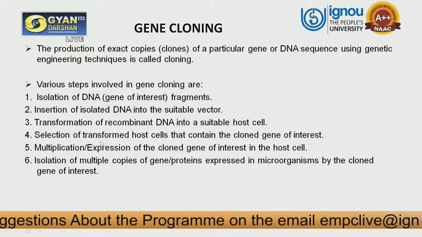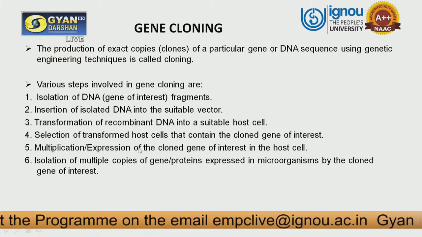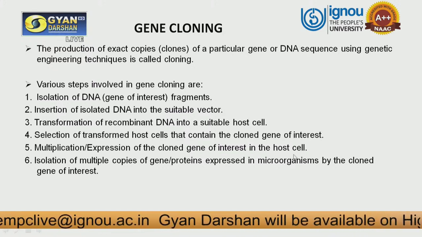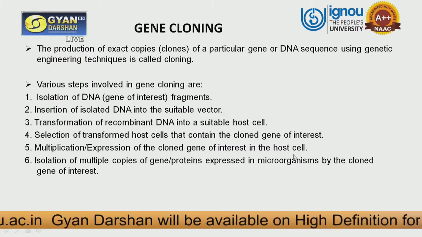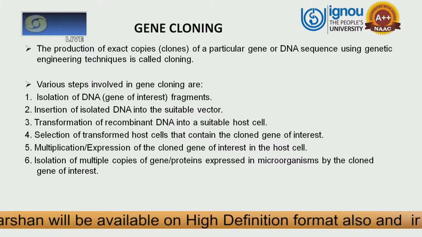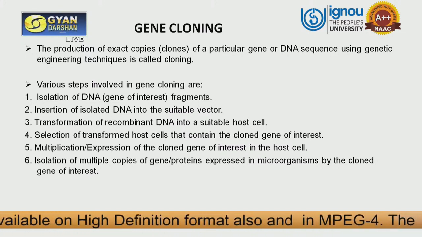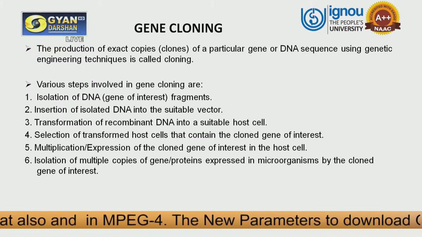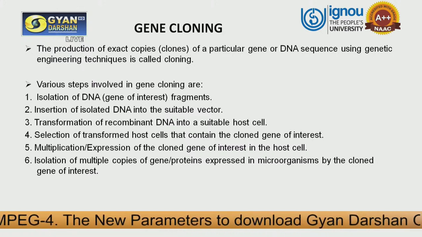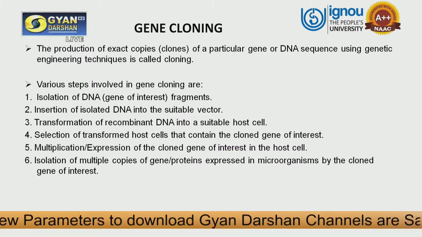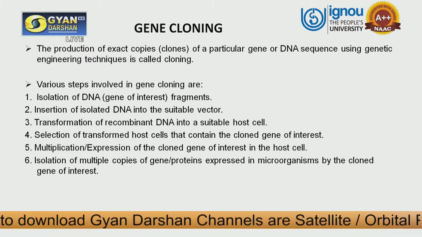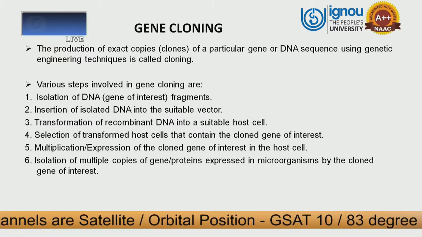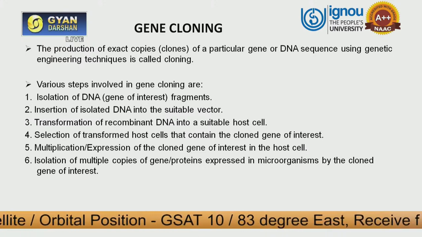And then you have to check the multiplication or the expression of the cloned gene of interest in the host cell, whether the gene is able to express or not, whether it is able to multiply or not. So isolation of multiple copies of the gene or protein expressed in a microorganism by the cloned gene of interest. So you have to isolate whatever is the output of that cloned gene which has been successfully expressed. Usually it is a protein.